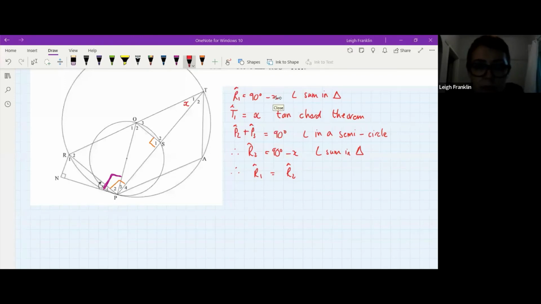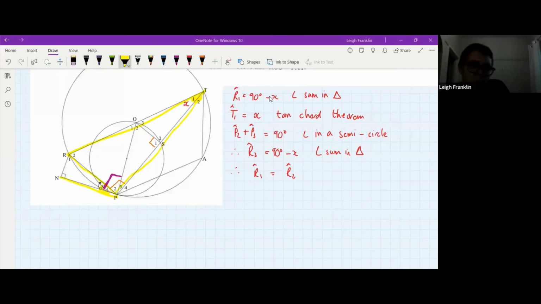That's it. Okay, Kashandra, the reason that T1 is equal to X is because of the tan chord theorem. Here's the tangent, here's the chord, and the chord subtends T1 at the circle. So the angle between the tangent and the chord is equal to the angle in the alternate segment. Is there anybody else who's lost?